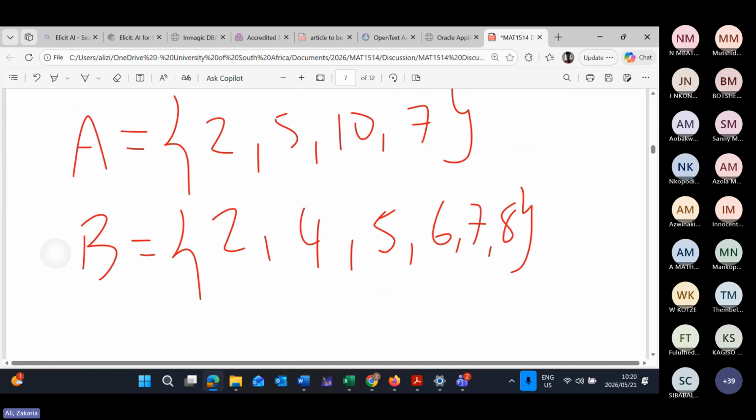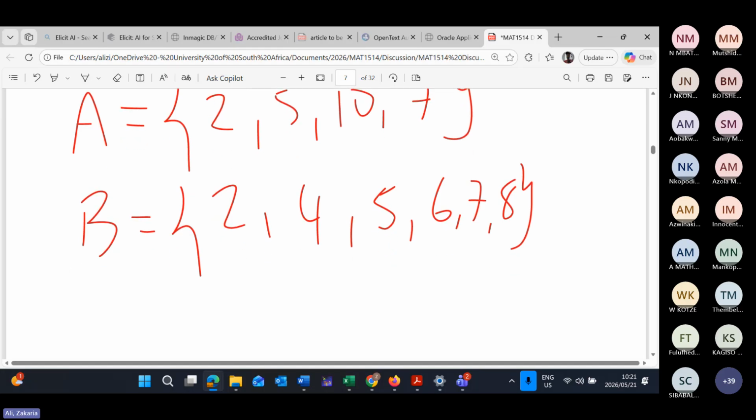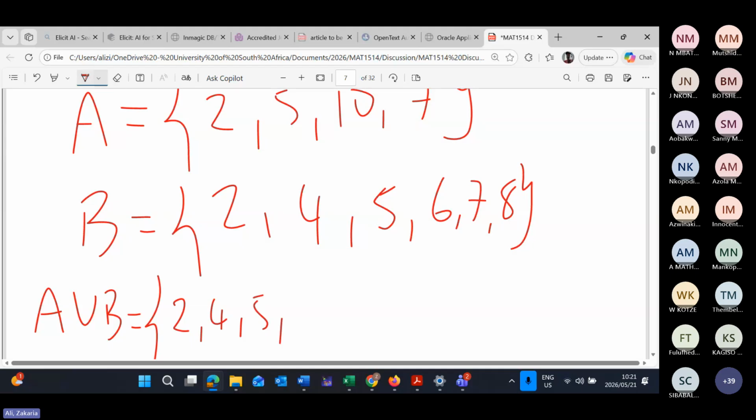Now, you see, when I want to do the union, if I want to represent it mathematically, this A union B, we did that earlier, is going to be 2, 4, 5, 6, 7, 8, I think, and 10. So you see that the element 2 is repeating twice. We did not repeat it. We kept it only once. The element 5 is also repeating twice. We only kept one of it inside the union. The element 7 also we kept one inside.